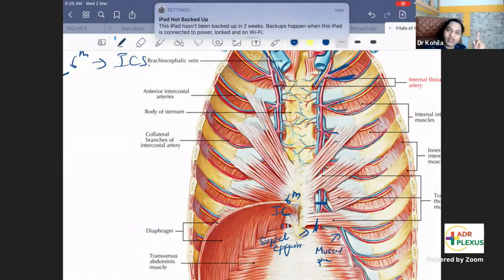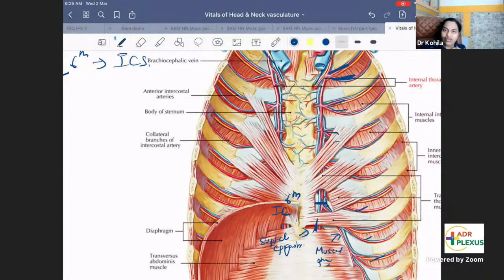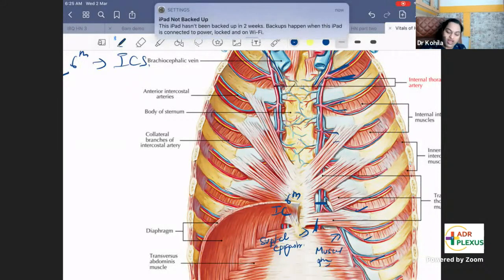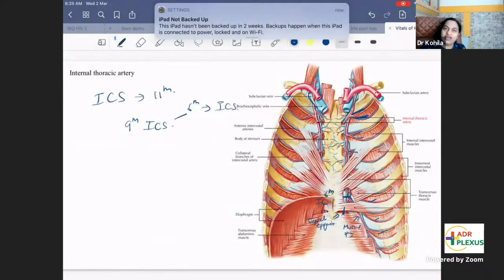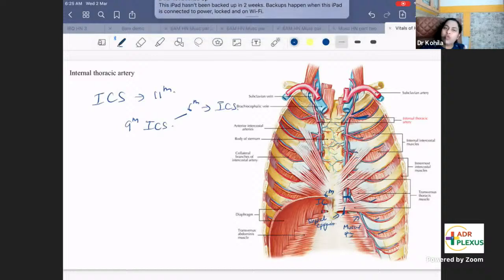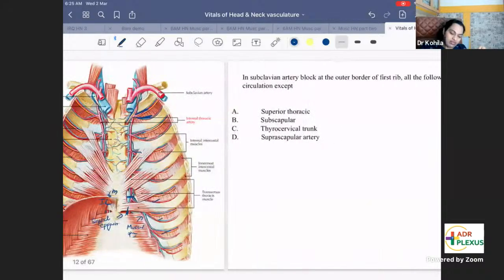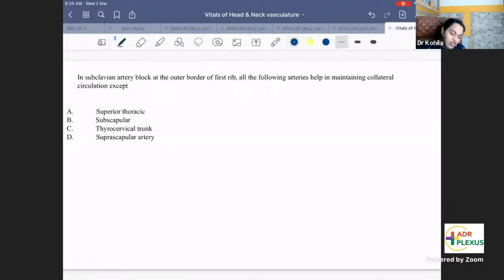Okay. Up to the 6th intercostal space, there are direct branches from the internal thoracic. The 7th, 8th, and 9th come from the musculophrenic artery. Okay. In the 10th and 11th, the intercostal space is open in front. There are no anterior intercostal arteries, but posterior intercostal arteries are present in all 11 spaces. The first two are from the superior intercostal artery, and the rest are coming from the descending thoracic aorta. Okay, this was asked in your NEET-PG question.